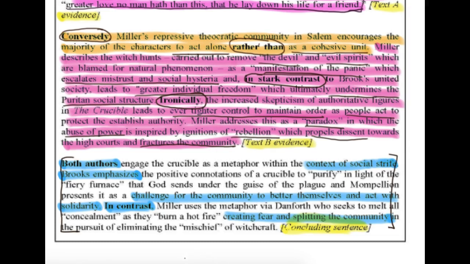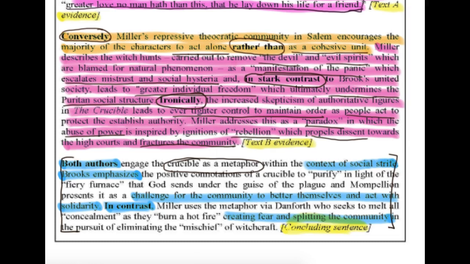It's not a repeat of anything we've said in the text A and text B evidence or in the introduction. It's extending the idea or the theme or whatever it is we're talking about. So here we've extended the idea of communities in crisis to a metaphor of the crucible, in which both texts have used it. So we use that to extend the idea in order to support the topic sentence, and that's something that you have to try and do when you're finishing off the paragraph.